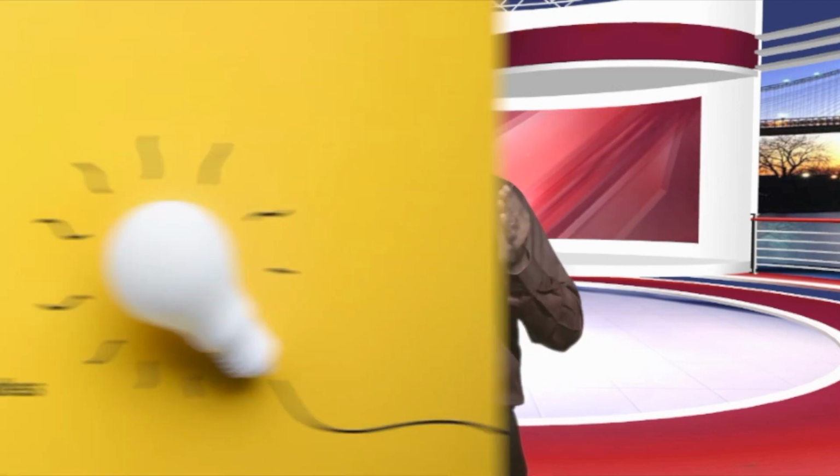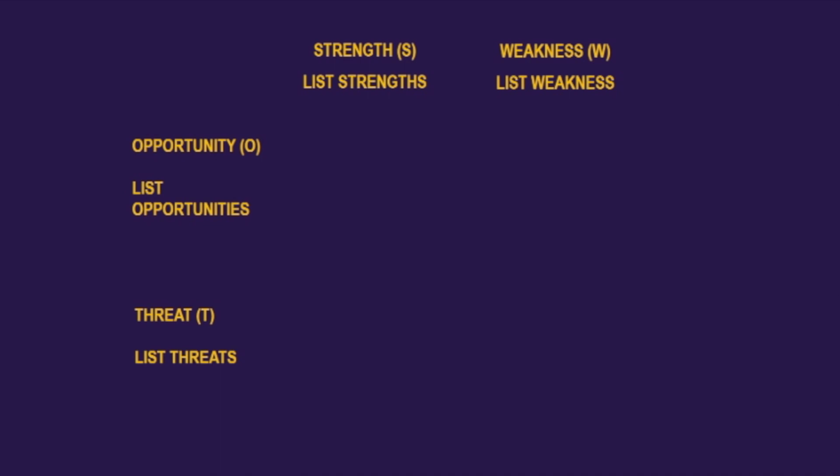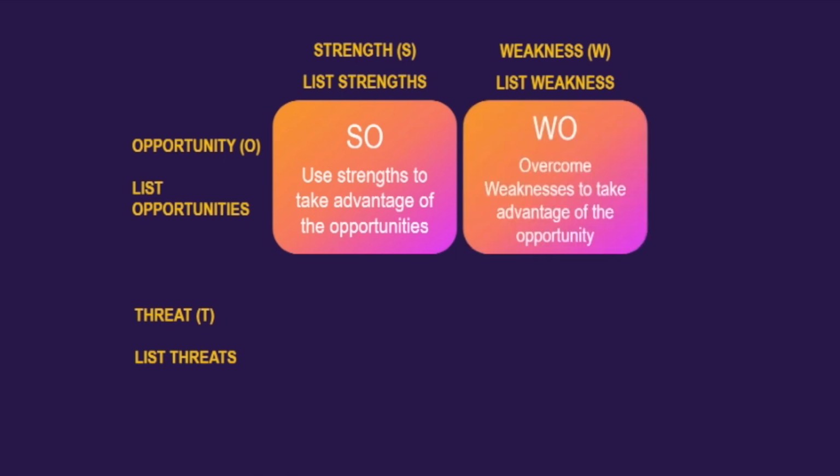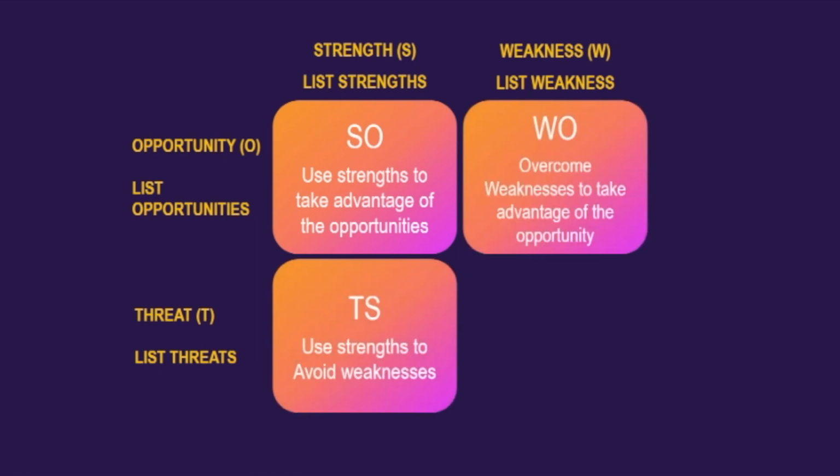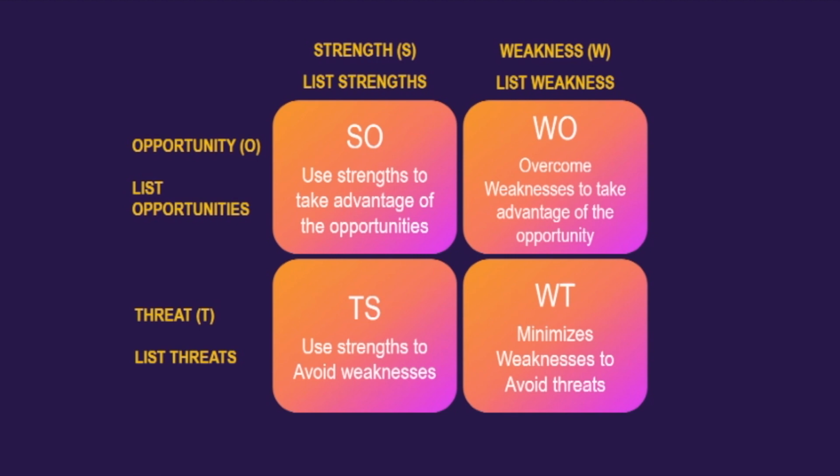So, this is all basically the generation of ideas. And then you have to do the SWOT analysis. Basically, you have to see the opportunities, the threats, and your strengths and weaknesses. You have to keep in mind your strengths, weaknesses, opportunities and threats, and then make a matrix. You have to use the strengths to take advantage of the opportunities, use the strengths to avoid the threats, overcome the weaknesses to take advantage of the opportunities, and minimize the weaknesses to avoid the threats.